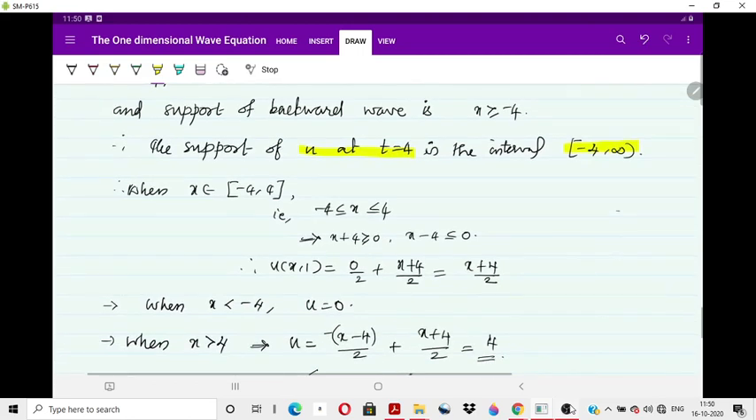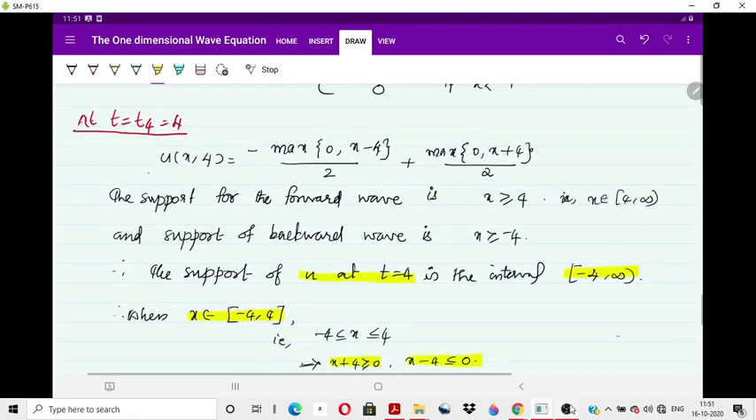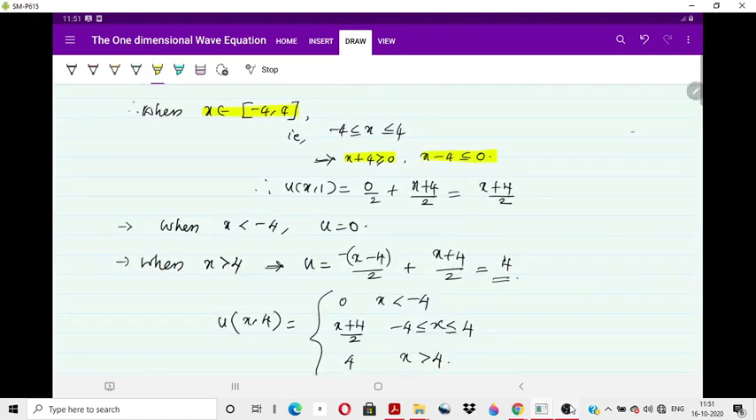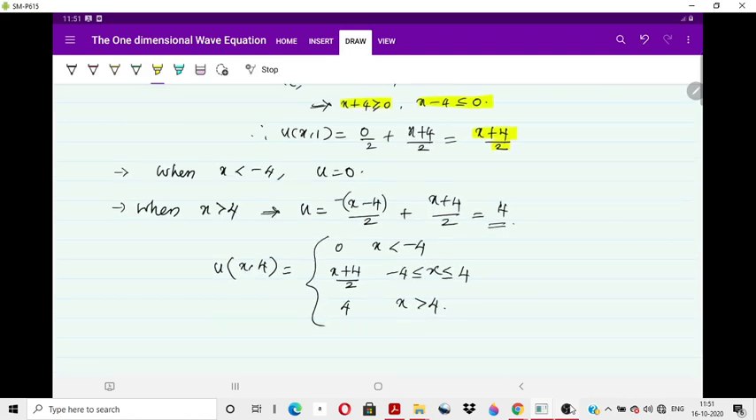Now we try to determine the function u at x comma 4. When x is in the closed interval minus 4 to 4, we have x plus 4 greater than 0 and x minus 4 less than or equal to 0. Then applying the values in these definitions, we have u of x comma 4 equal to (x plus 4) by 2, and when x is less than minus 4, obviously u must be equal to 0. When x is greater than 4, we have u equal to 1, or in total we will have u of x, 4 as this function.